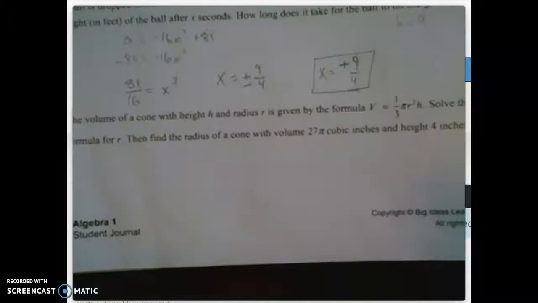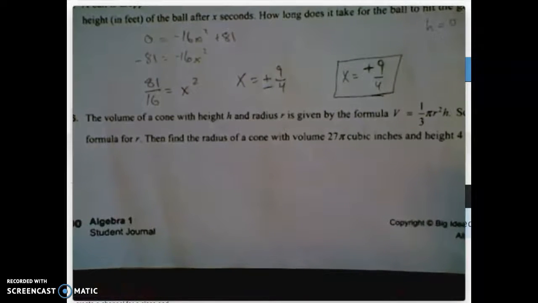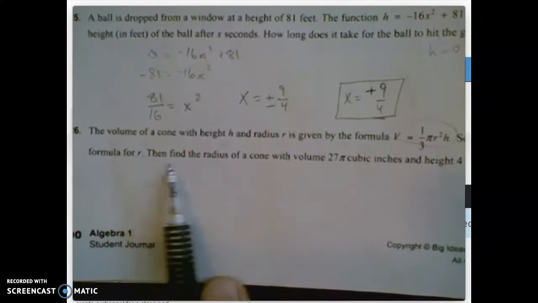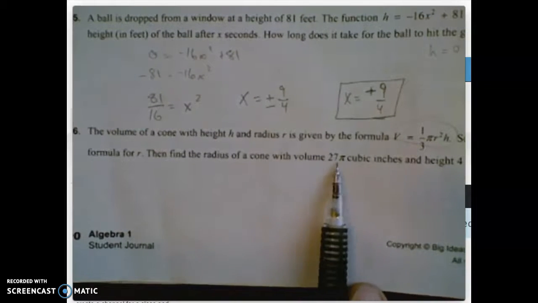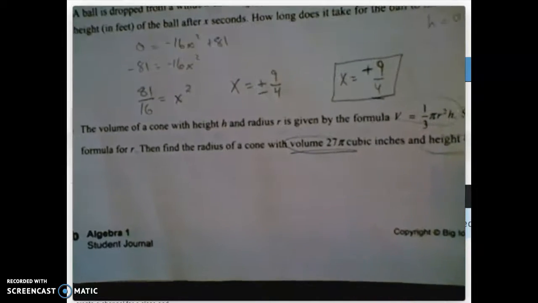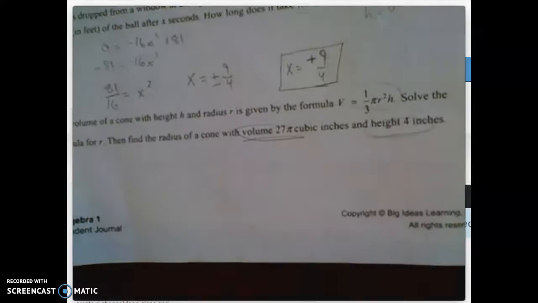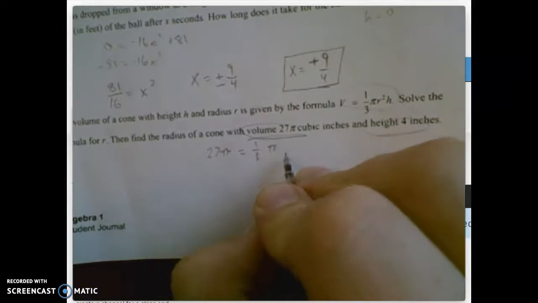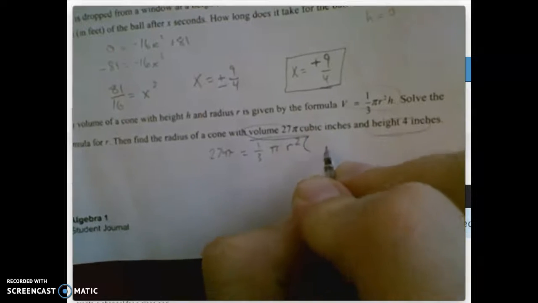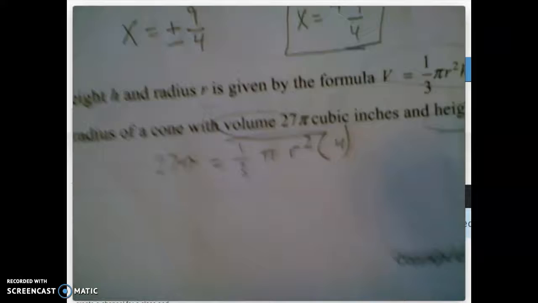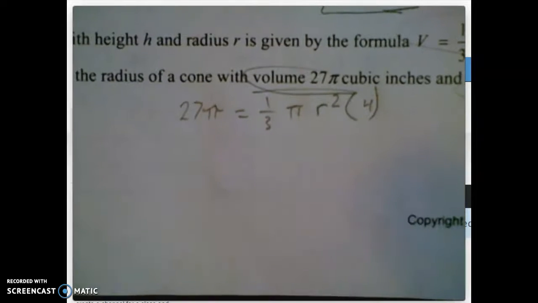Okay, number 26, the volume of a cone with height h and radius r is given by this formula. Find the radius when the volume is this and the height is this. Those are the pieces of information we need to solve this, and we're just going to plug them into the right spot. So instead of V, we write 27 pi equals 1/3 pi r squared times 4. Now we have our equation set up, and we can solve.